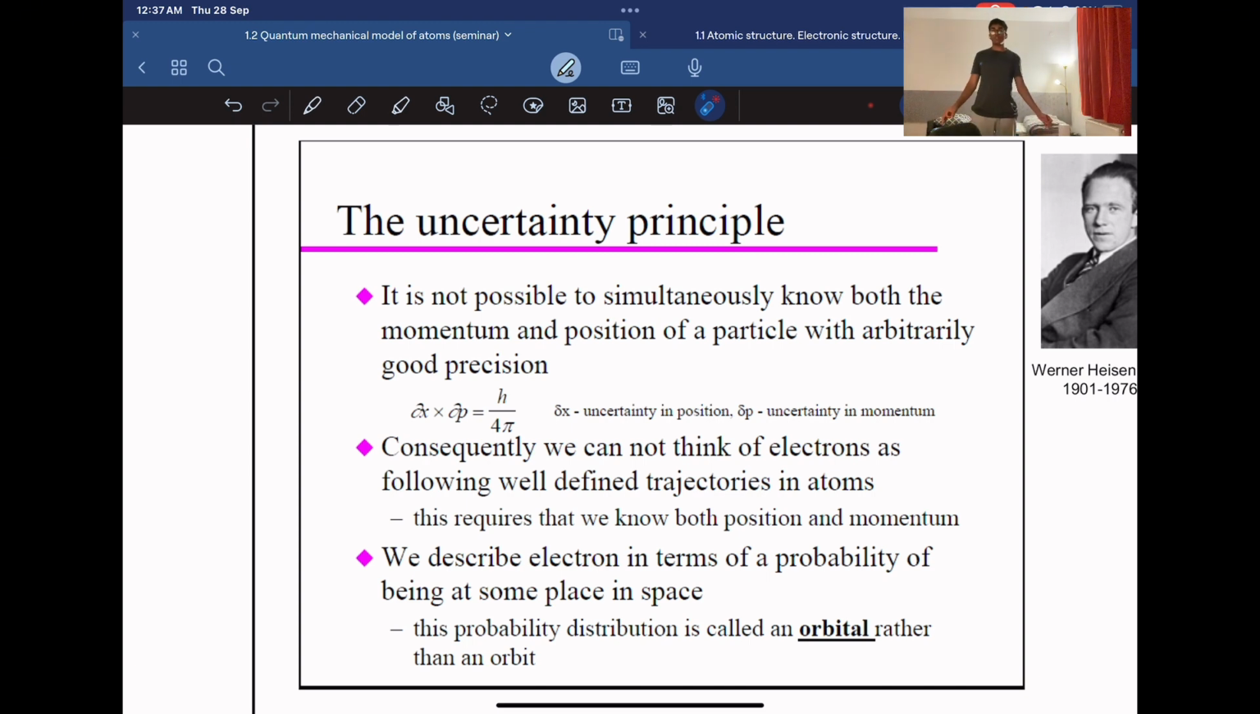arbitrarily good precision. Okay, I'm standing up because my ass hurts. Been sitting for a long time, and I had an 8 to 8 day today, so I've been sitting on my ass for the whole time.